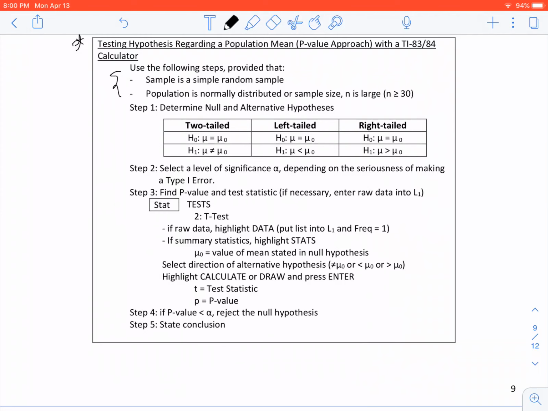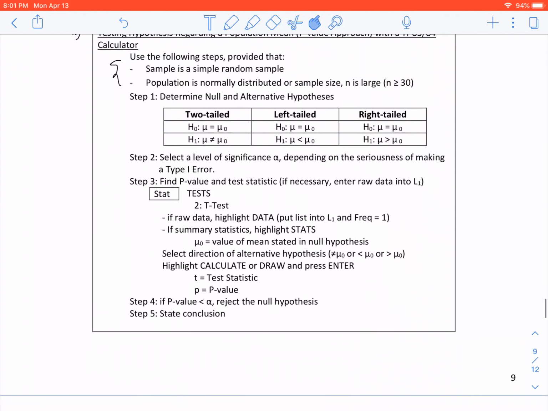Step 1 is determining your null and alternative hypotheses. The null is always mu is equal to mu naught. And your alternative depends on if it's a two-tailed, left-tailed, or right-tailed test. Step 2 is alpha. If alpha is not given to you, you can select the value. Again, most students will select 0.05, but most of the problems will give you alpha. Step 3, find the p-value and test statistic.